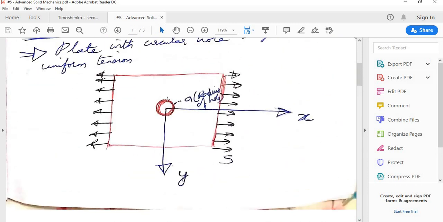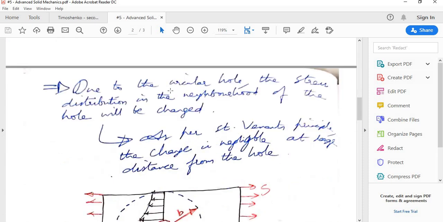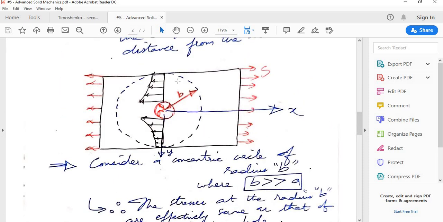So in this case, we agree that the stress distribution will vary closer to the hole, but as you go further away from the hole, the effect of the hole diminishes and the stress distribution tends to be normal. So the disturbance in stress distribution happens only closer to the edge of the hole. So let us imagine a large circle with radius b, which is concentric with the original hole in the plate.